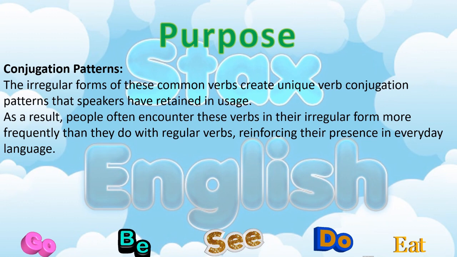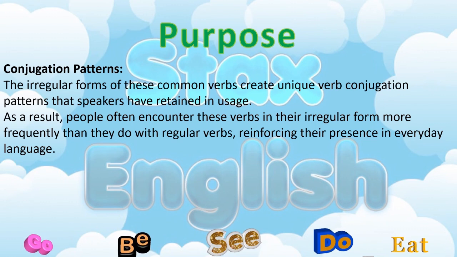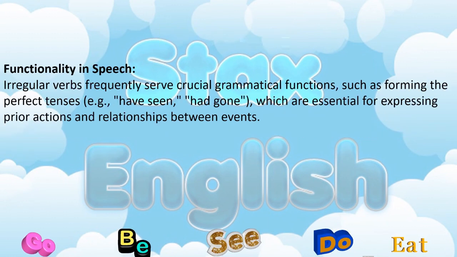Conjugation patterns. The irregular forms of these common verbs create unique verb conjugation patterns that speakers have retained in usage. As a result, people often encounter these verbs in their irregular form more frequently than they do with regular verbs, reinforcing their presence in everyday language.